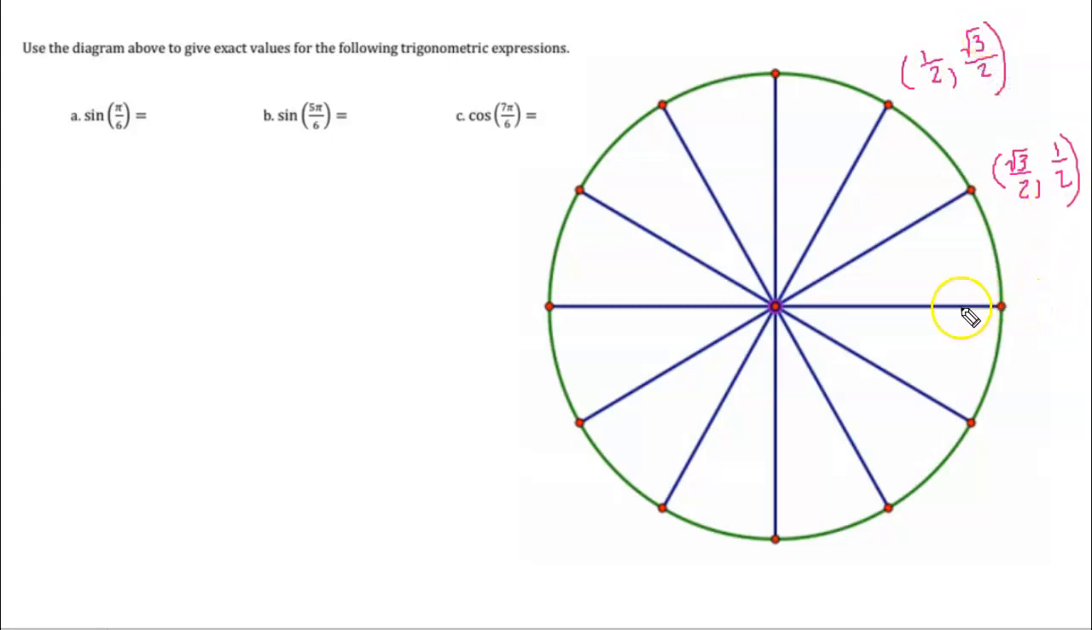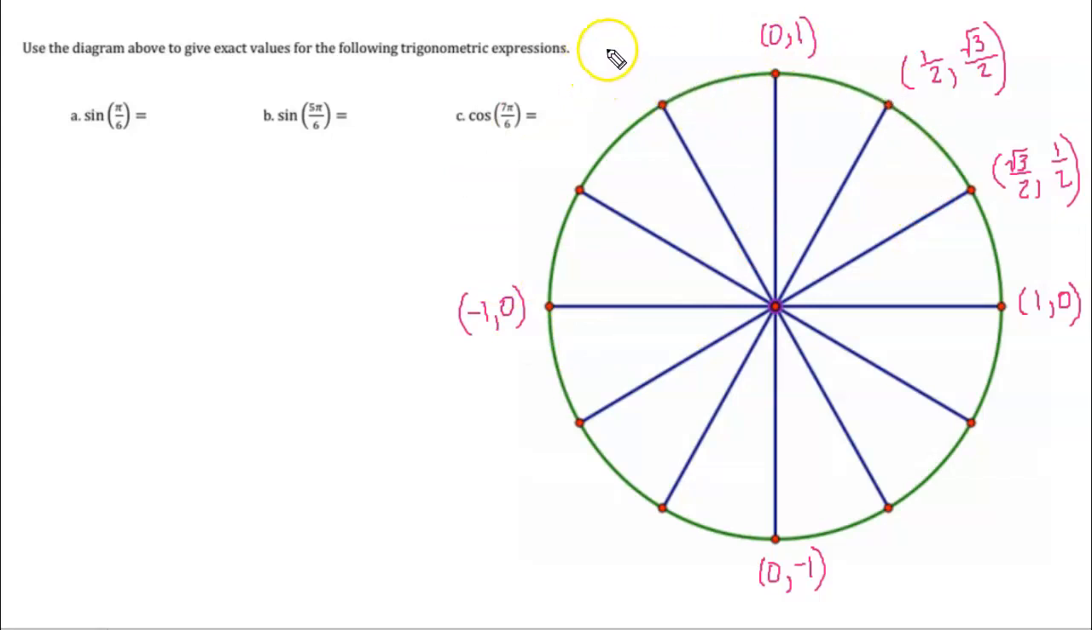We know that the radius of this circle is just 1, so this will be 1, 0. This one would be 0, 1. They wanted things on the left of the center to be negative, so this would be negative 1, 0. And things below the center to be negative, so this would be 0, negative 1. We also know that we have symmetry all the way around.